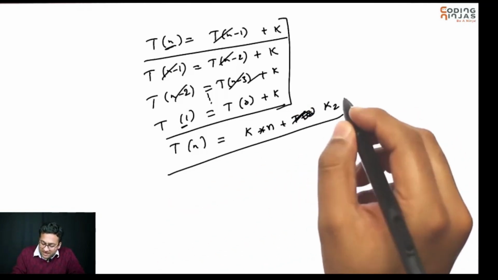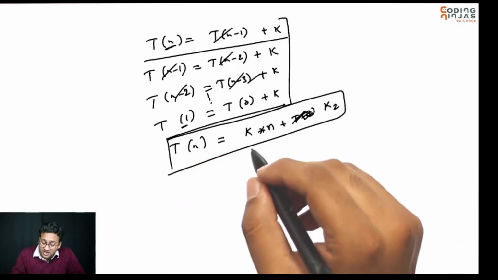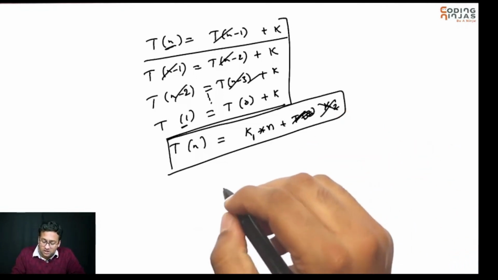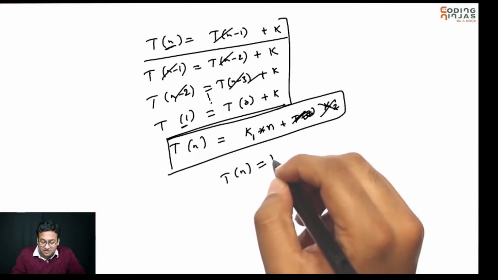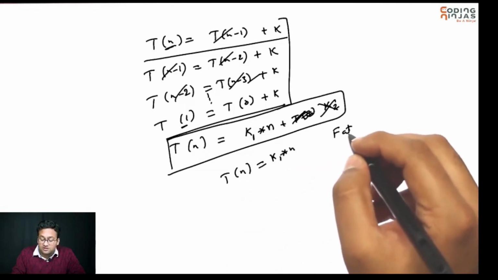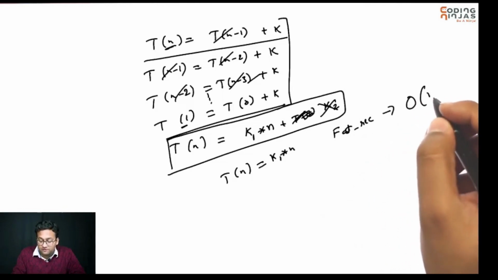So the amount of time recursive factorial takes is k1 into n plus k2, and we can ignore k2. That means the time taken is k1 into n. That means factorial, even when it is recursive, is taking big O of n time.